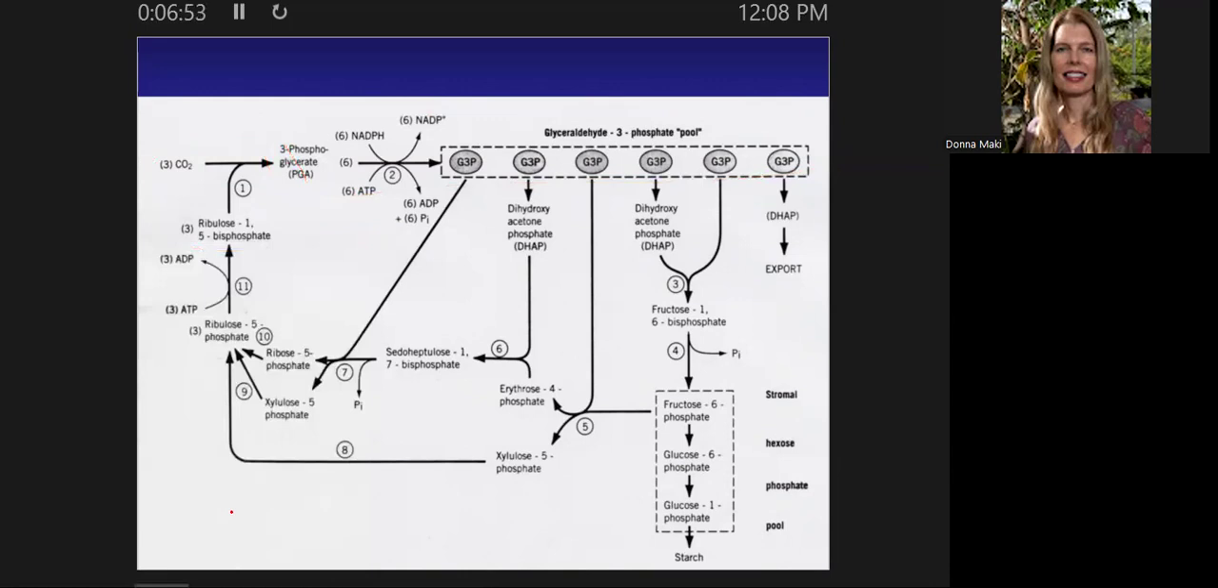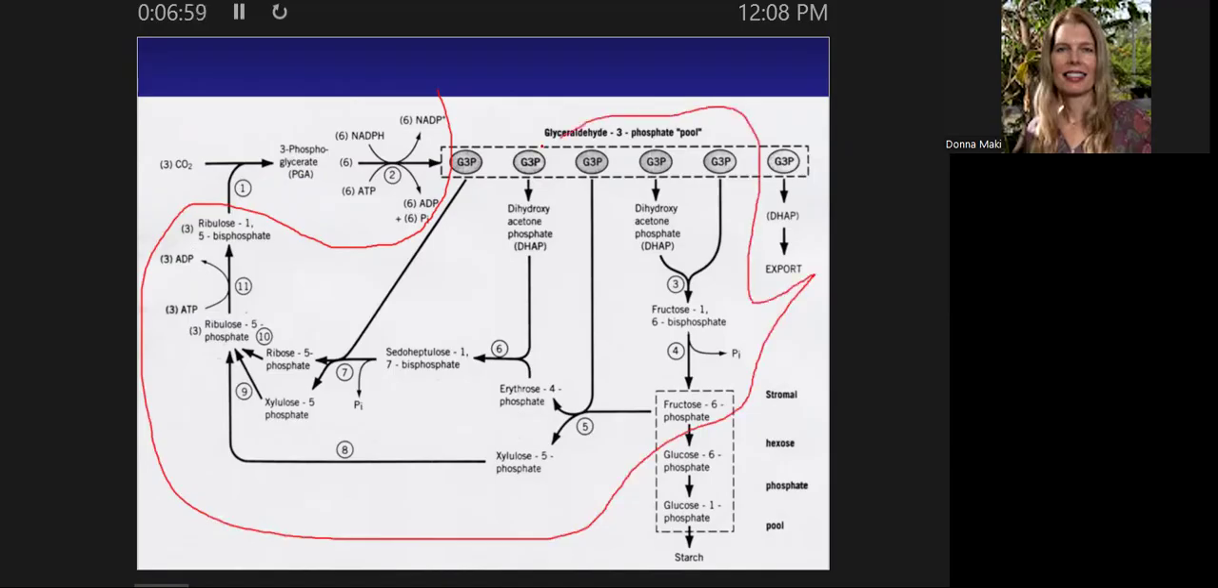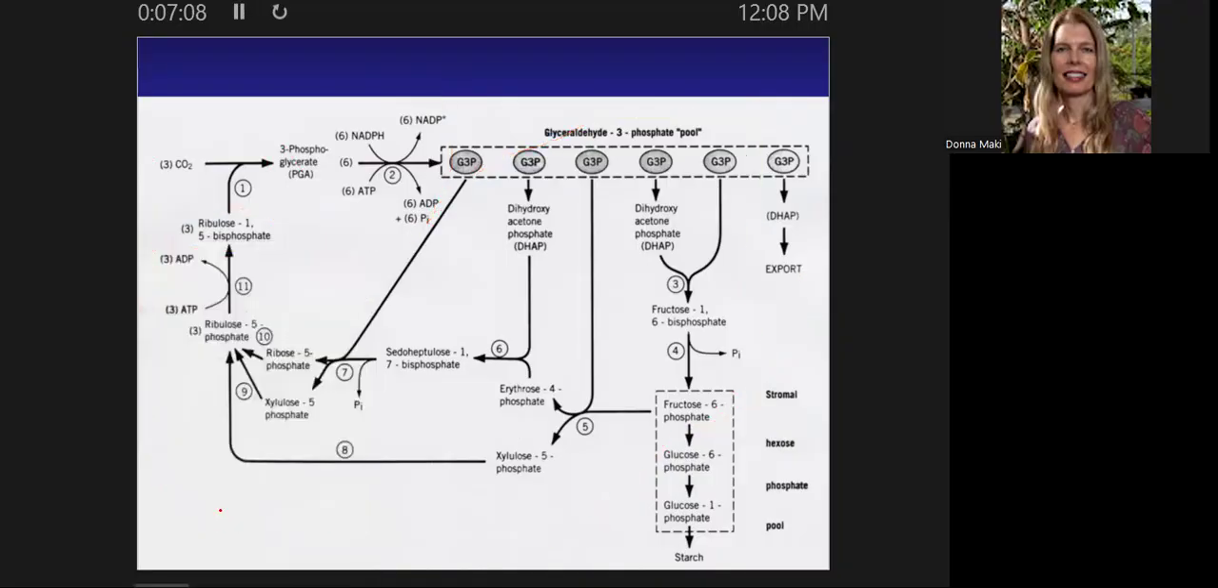But then all the rest of this is regeneration, essentially. Okay, so most of what you're seeing is the regeneration. So here's that branch point idea where maybe the plant's going to send some G3P off. So when it says export, that means it's going into the cytoplasm. And that will be for sucrose synthesis.